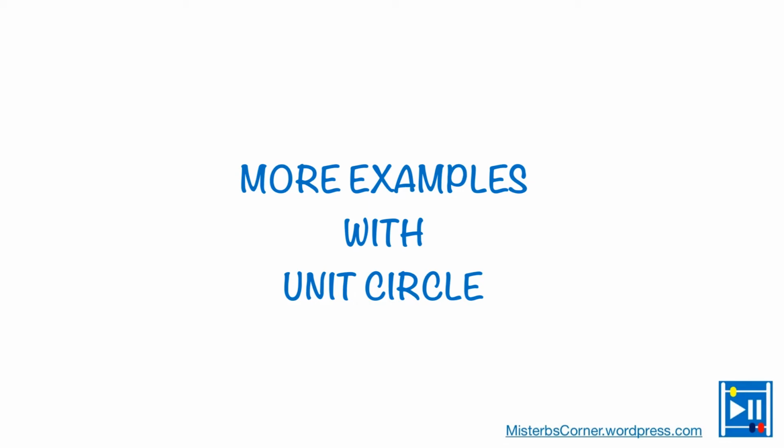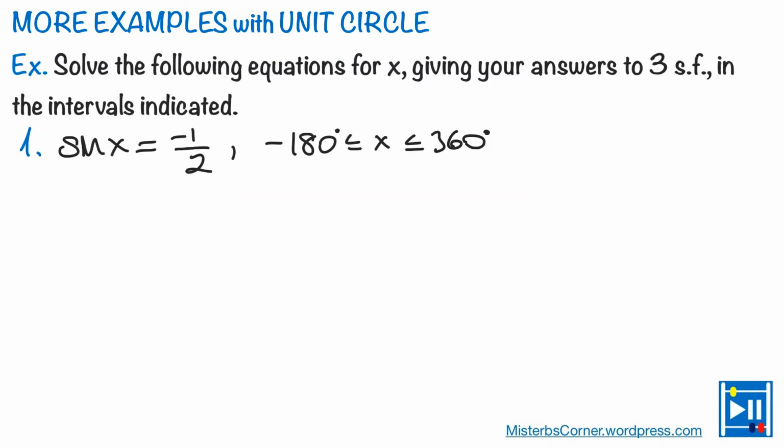Hi, in this video I'll solve a few more equations using the unit circle. Let's look at this one: sine x equals minus 1 over 2, between minus 180 and 360 degrees. Now, we start solving it similarly. If sine x equals minus 1 over 2, then x is minus 30.